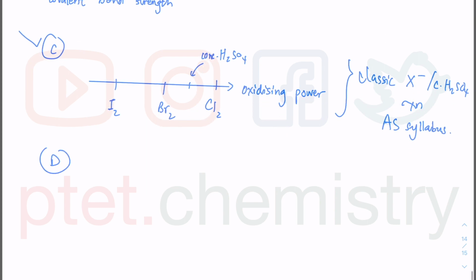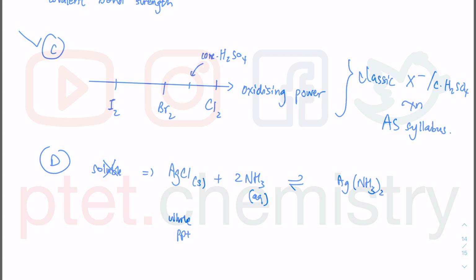All right, in part D, we know C is the answer, so D must be wrong. They talk about soluble and that is actually wrong. It's supposed to be AgCl, a solid, that is soluble in excess aqueous ammonia as part of your practical. And I talked about this earlier. This is a white precipitate. It will give you this complex with 2 ammonia.